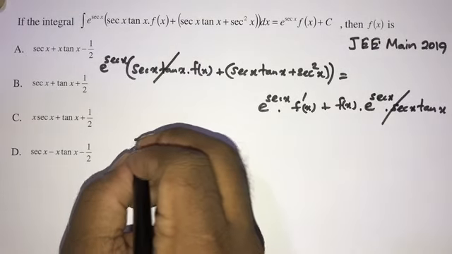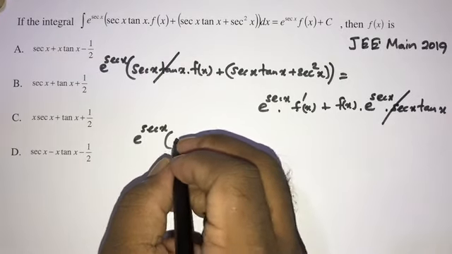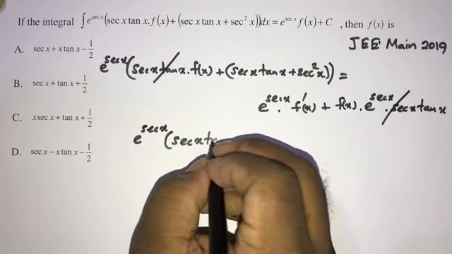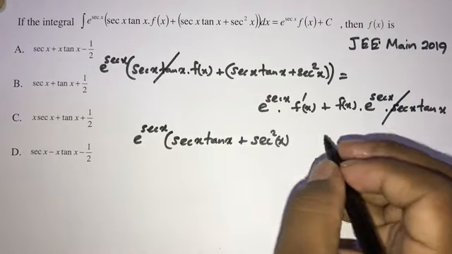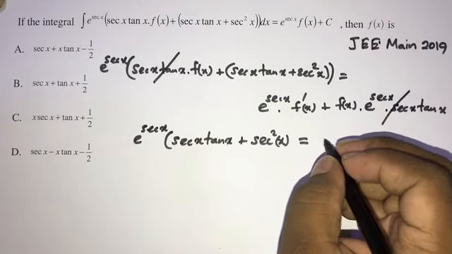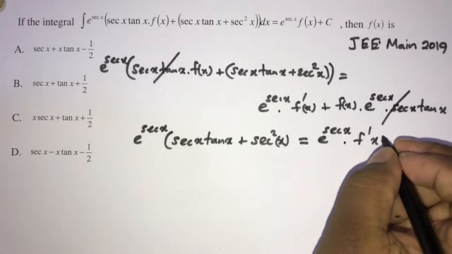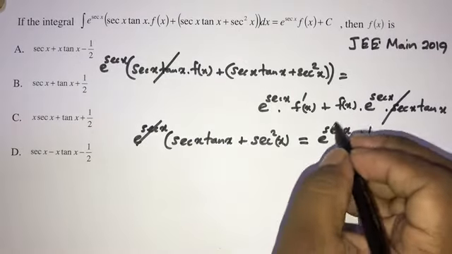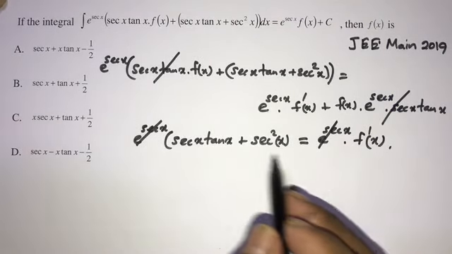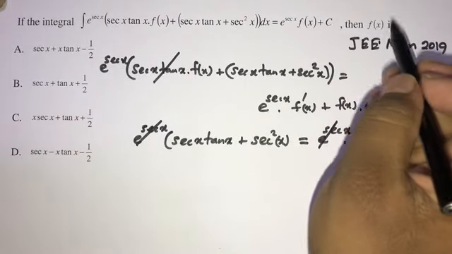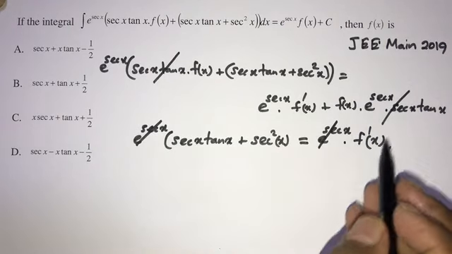Now we have e to the secant of x times secant of x tan of x plus secant square of x. This is equal to e to the secant of x times f dash of x. Now this term also gets cancelled, and now we have f dash of x, but in the question we need f of x. So what is the f of x? Here f dash of x.